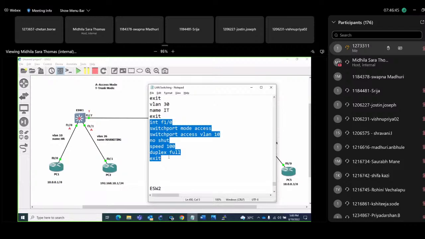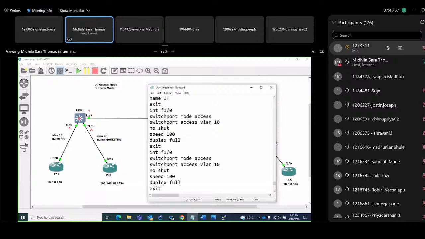No, is this correct? What? What are you telling? I can't understand it. Correct, right? Now I will do it for F1/1. I'll paste it.